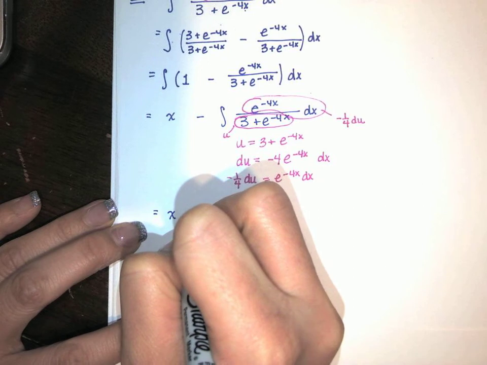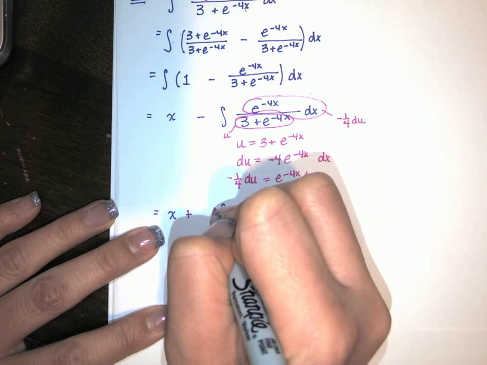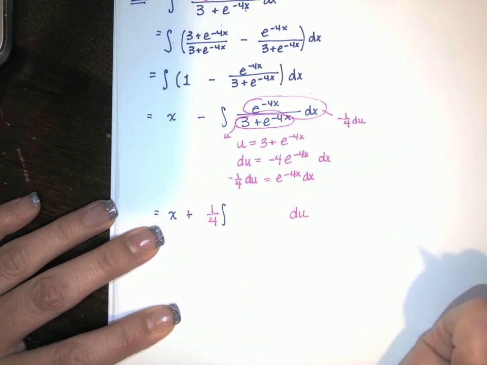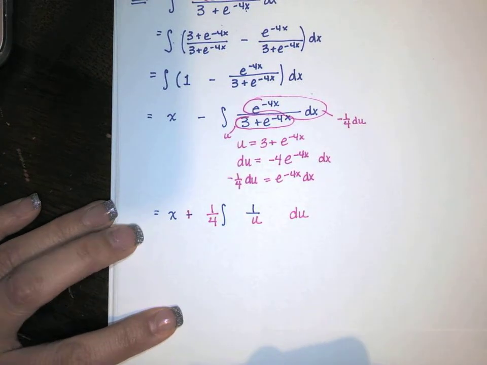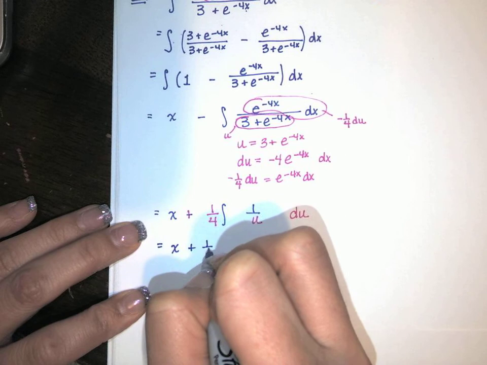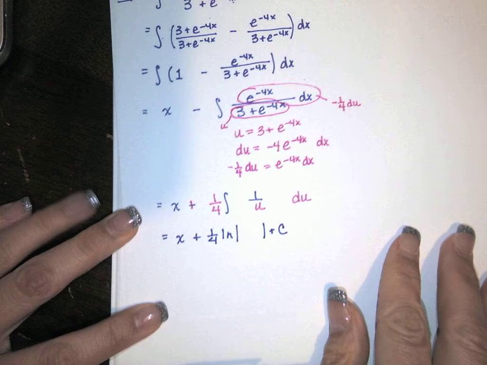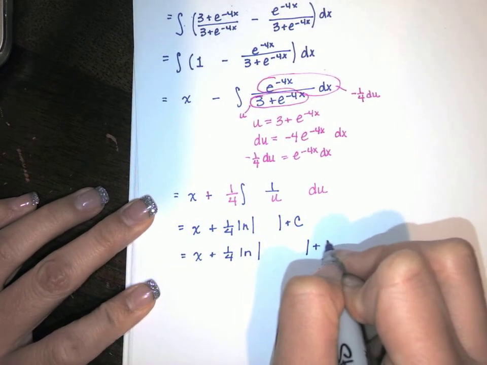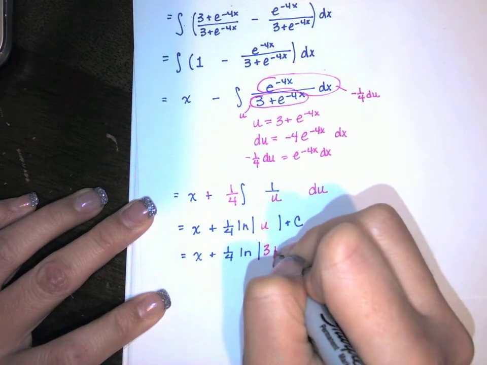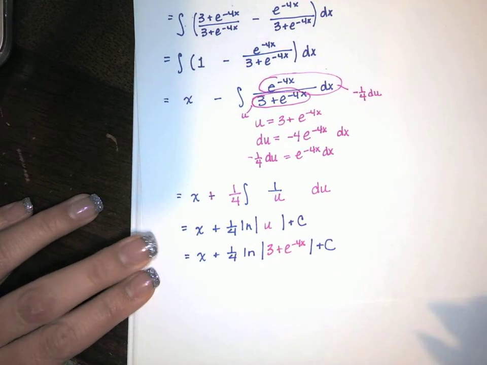I've got x minus a negative 1/4 du. So I'm going to make that a negative, and a negative is a positive 1/4 du, factor it off to the right. I've got a u in the denominator, still an implied 1 in the numerator. So that gives me x plus 1/4. Antiderivative of 1 over u is natural log of the absolute value of u plus c. Oops, excuse me. U is 3 plus e to the negative 4x. You can stop there. That's a perfectly good answer for a test or a quiz.